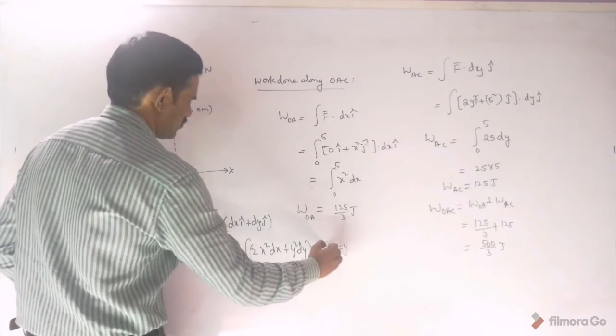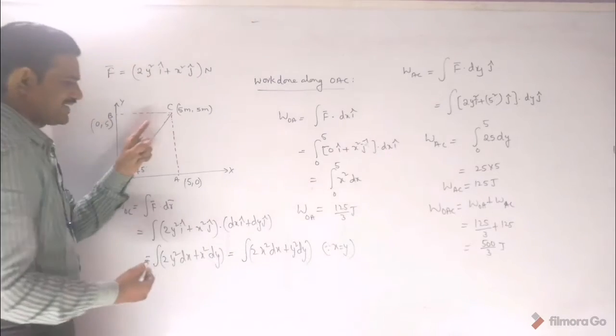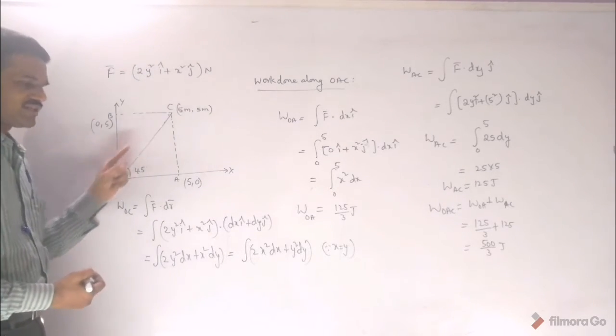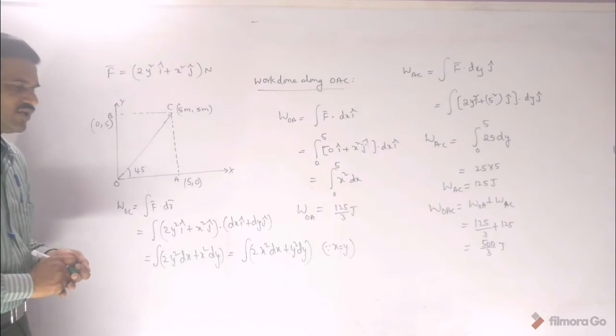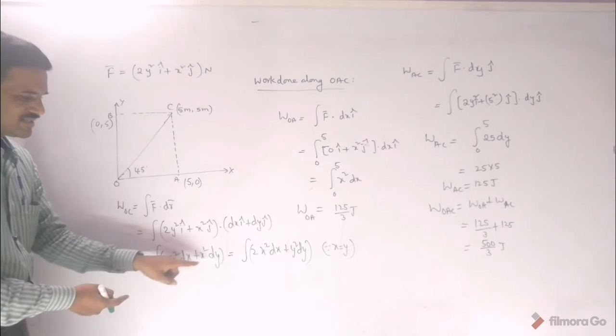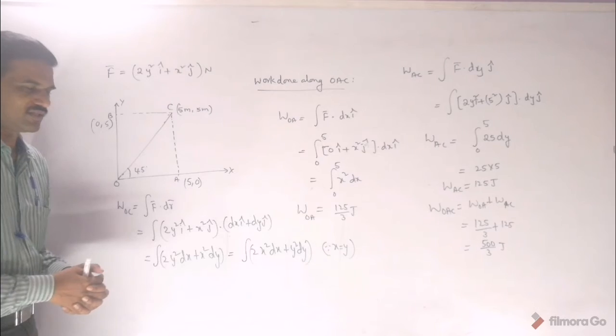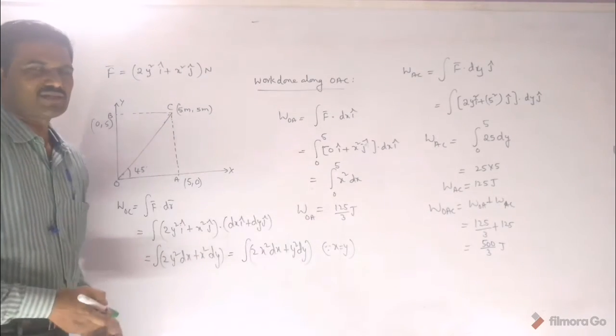Since x is equal to y for AC, for this path x and y are equal, or y is equal to x, that is nothing but that equation. So now you can replace this x and y correspondingly there, so that now you can complete this integration here.